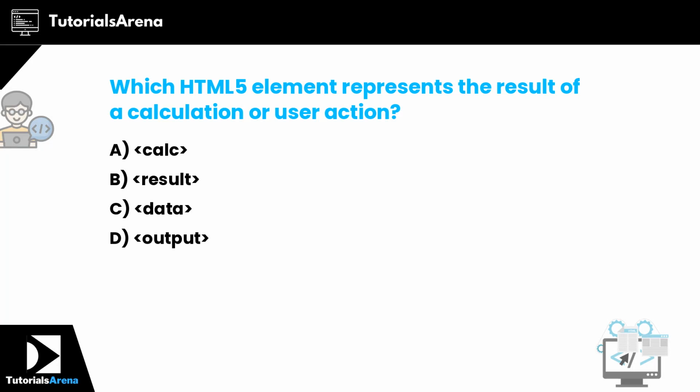Which HTML5 element represents the result of a calculation or user action? The correct answer is option D, output.